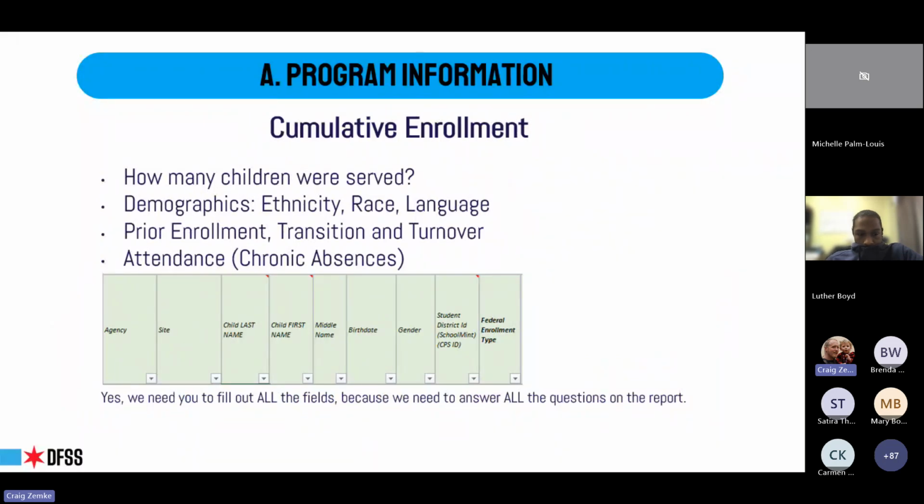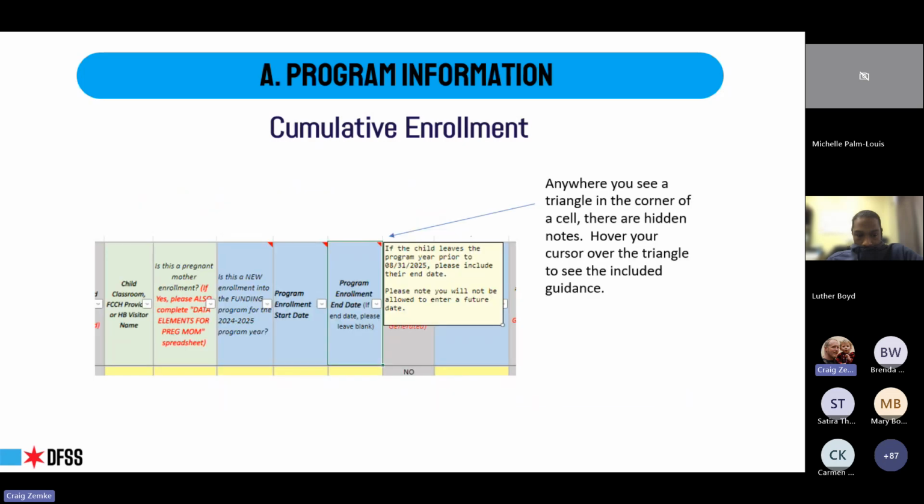Again, how many children were served? We need all of them because we have validation when we enter it on the federal website, the Head Start Enterprise System. So if we put 13 children in and then we only have 12 birth dates or 12 ethnicities on there, we get an error and it says the total has to add up to the total number of children. So we can't go with blanks. And for many questions, there is no option to put other, so we can't go with other. We need to complete the documentation.